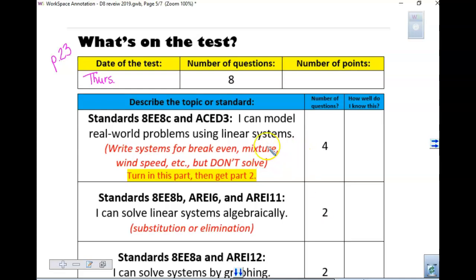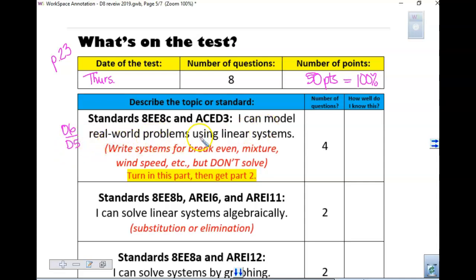So on page 23, there's going to be 8 questions and 50 points. Those 50 points I'll be putting in as a grade out of 100%. The first 4 questions are just going to be like the D6, where you're writing those equations. They're going to be like the D5, where you had to write those equations.